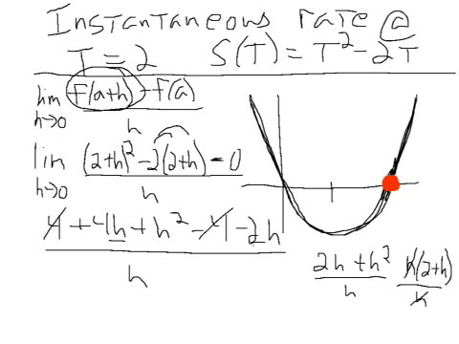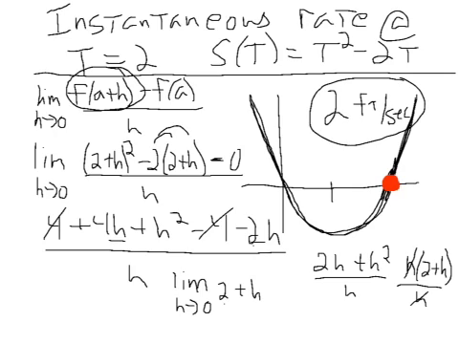So now I'm going to do this last step. I'm going to write the limit as h approaches 0 of this last step, and all I'm left with is 2 plus h. Now, when h approaches 0, that becomes 2 plus 0, so my instantaneous rate of change at t equals 2 for this equation is 2 feet per second. Okay, a little more complicated because of the squaring, but it's the same as we've been seeing.